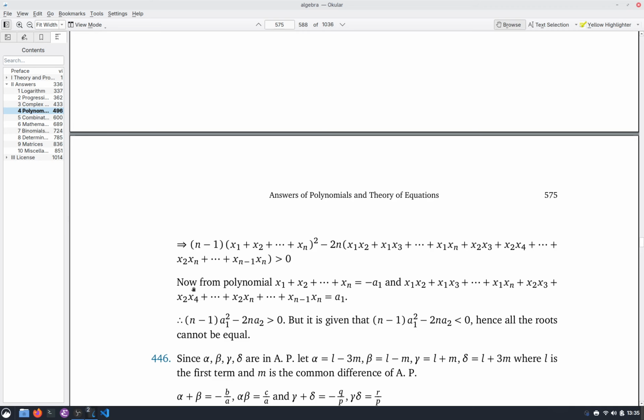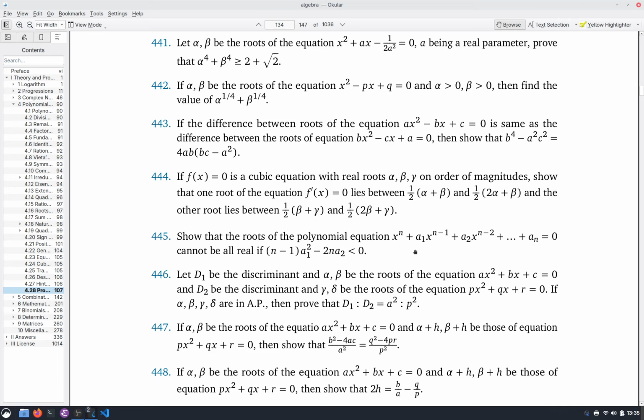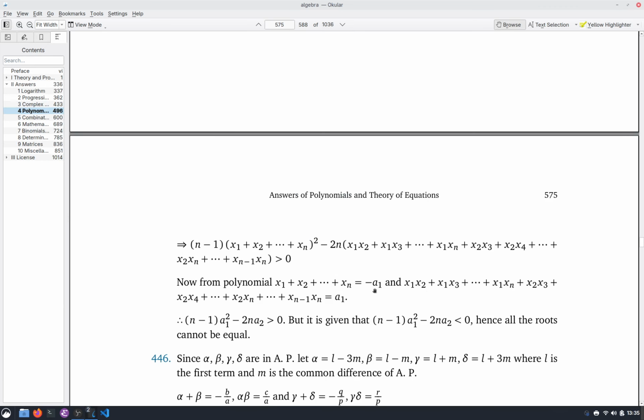Now from the polynomial, we can say that x1 plus x2 plus up to xn is equal to minus a1. So here we apply Vieta's relationships. And x1 x2, x1 x3 up to x1 xn and so on will be a2. Okay.